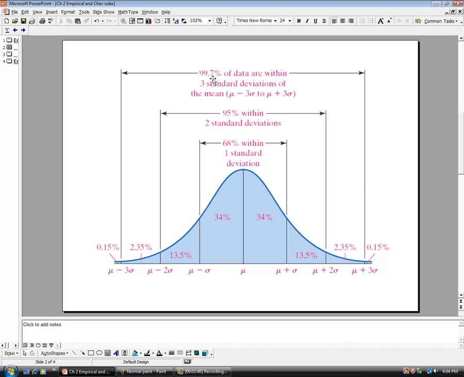And finally, for 99.7% of the data within 3 standard deviations, we will see that leaves out of 100% 0.3%, so 0.15% above it, 0.15% below it, and we can find this value out using simple subtraction. So this is the key that we're going to use when dealing with empirical rule.